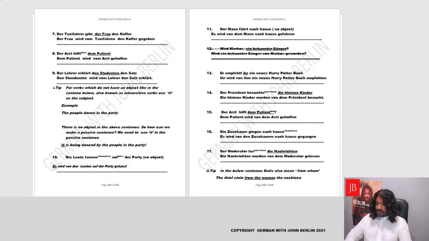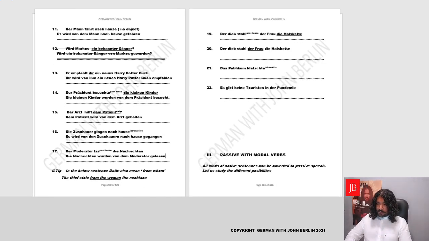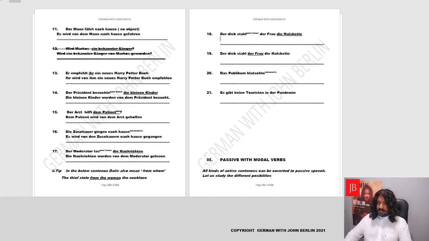Okay. Now let's see. There are a few more before we finish today's little extended lesson. So, okay. There is another meaning of dative which we might have seldom used. It's to whom, for whom. Sometimes it's also from whom. Yes. So der Diebstahl der Frau die Halskette. The thief stole from the lady the neckpiece, the necklace.